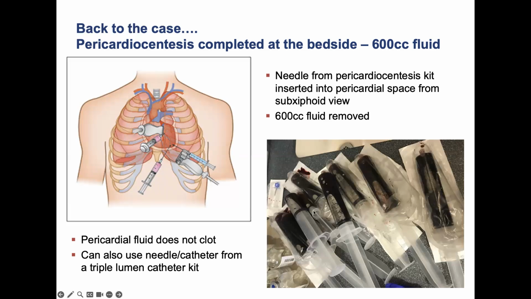So in this instance, I took the needle from the pericardiocentesis kit because I already had it nearby and at bedside, and it was inserted from the subxiphoid space, and 600 cc's of fluid was removed, which is pictured here, and ROSC was obtained.